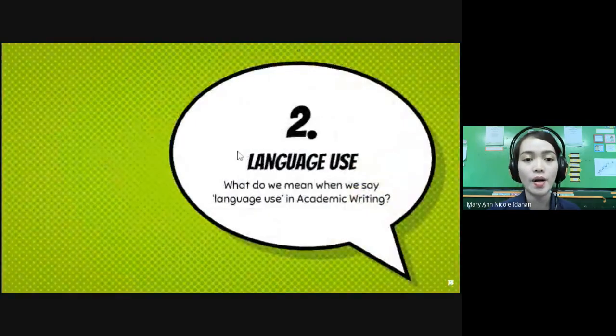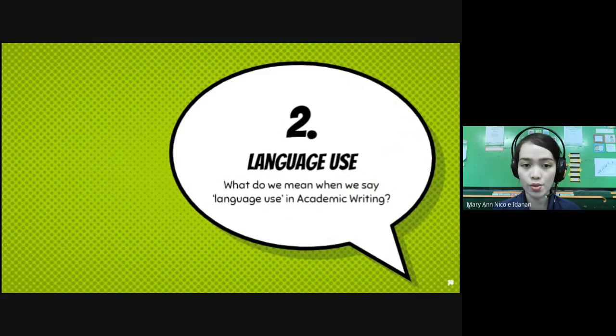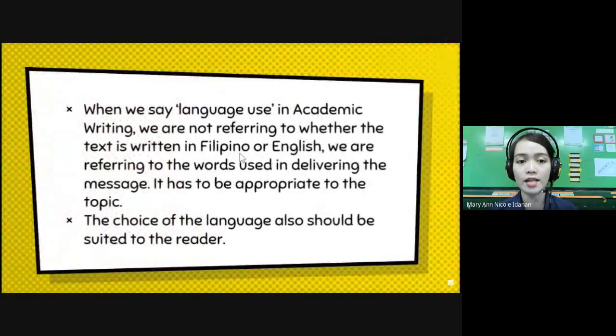Okay, now let's proceed with the language use. I have already told you what we mean by language use in our previous topic. So what do we mean when we say language use in academic writing? Does it mean that you are referring to whether you're going to use Filipino, English, Spanish? Is it? Okay, definitely it's not.